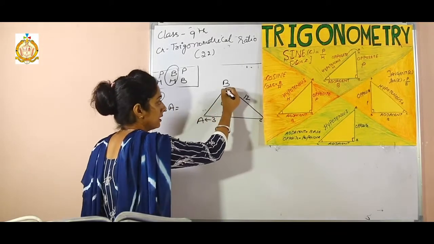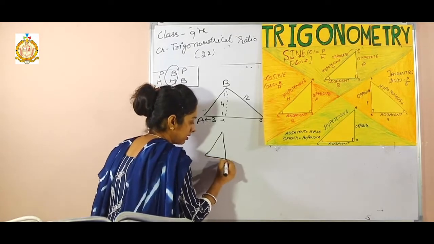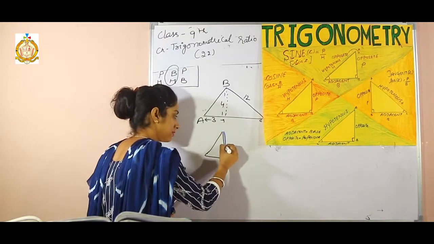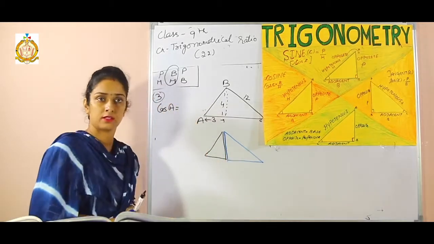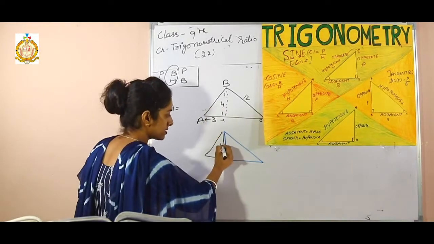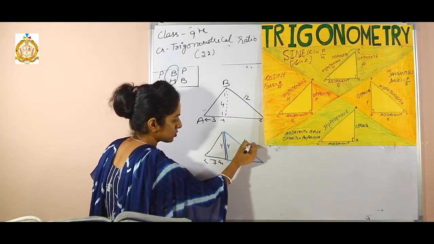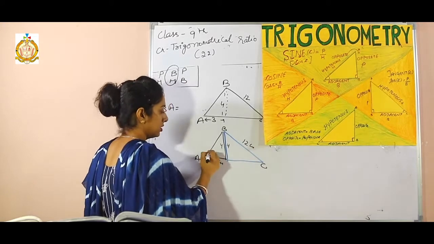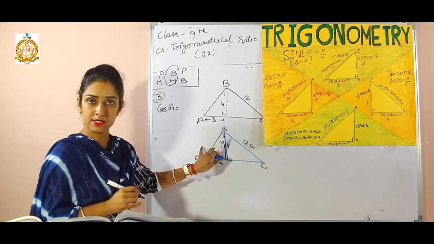See students, in this figure, one triangle is this and the second triangle is like this, right? Here are two triangles now. So in this triangle, this is 4, this is 3 centimeter, this is 12 centimeter. So this is B, this is A, this is C. You have to find cos A. First of all, we need to find this.